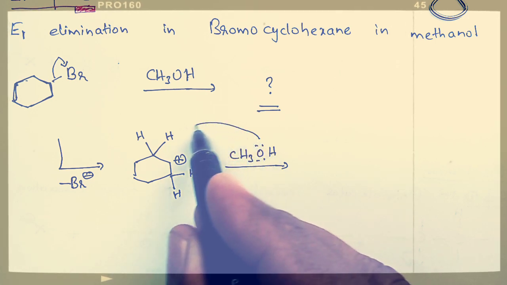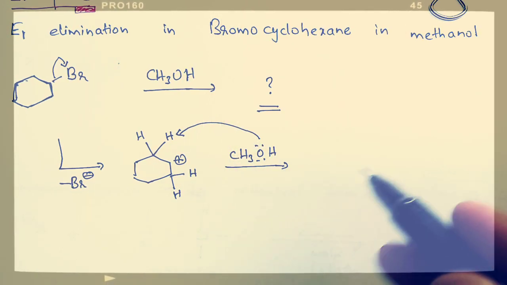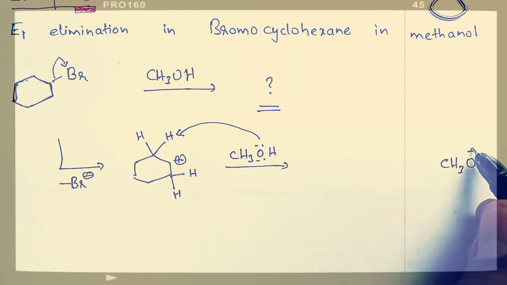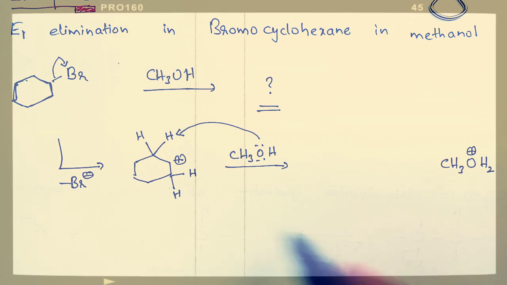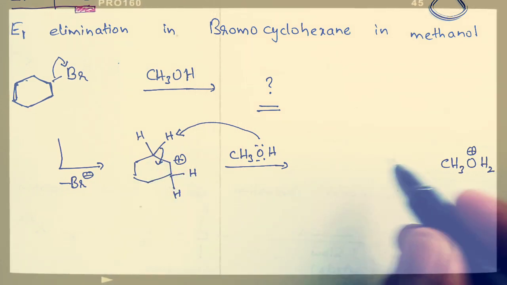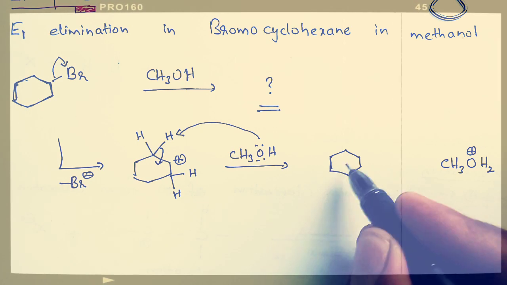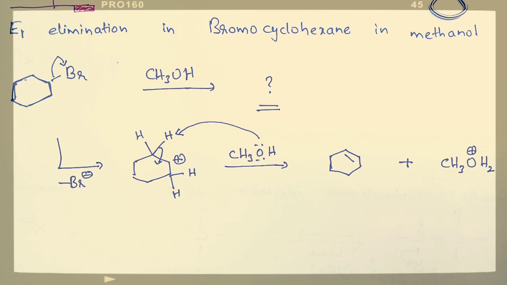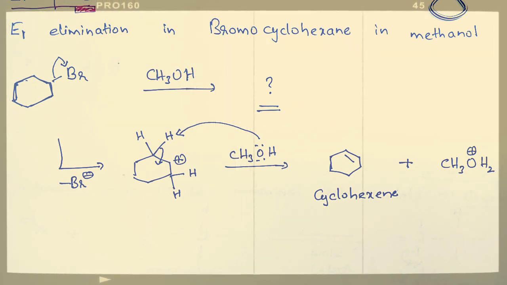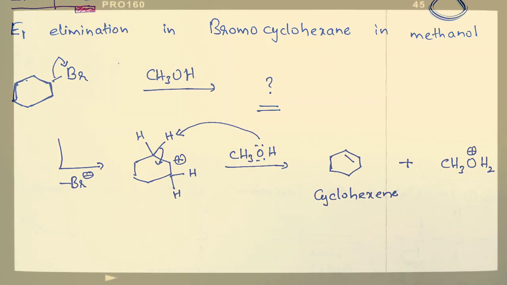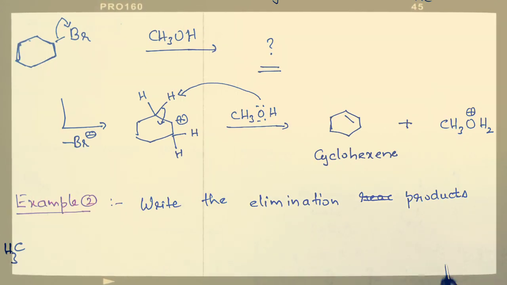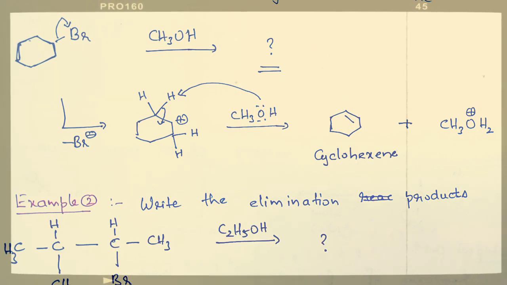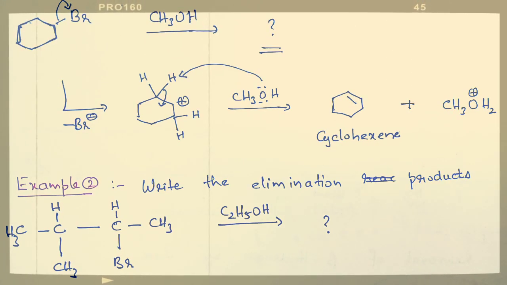Both these beta hydrogens are equivalent. Therefore, the methyl alcohol can donate its lone pair to any of the hydrogens. Let us suppose it is donating like this, and CH3OH2 plus is formed, and this sigma electrons will move here, and therefore a pi bond is formed. This is our product, and the name of the product is cyclohexene. This is our reaction. Second example, write the elimination products. The substrate molecule given is like this, and the solvent is ethyl alcohol.